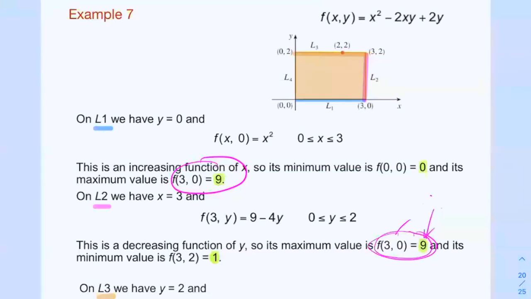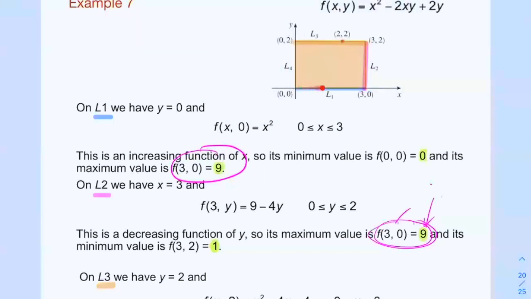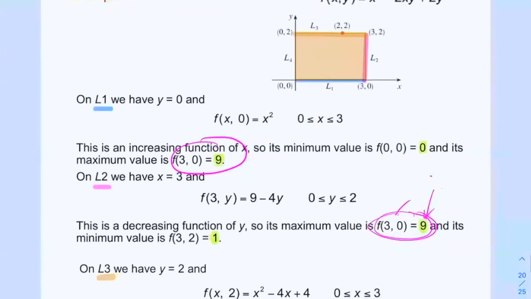All right, so we know that along this boundary, the smallest function value is going to be 0, and the highest function value is going to be 9, because this is x squared. X goes from 0 to 3, then the function goes from 0 to 9, right? So we keep that in mind: the smallest 0, the biggest 9. Now we're going to do the boundary L2.